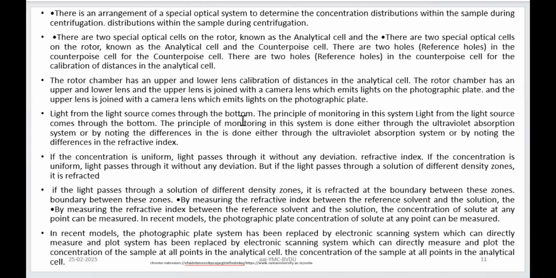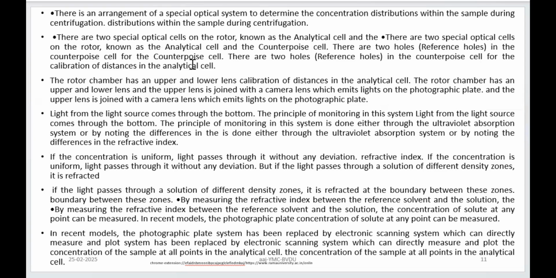When I talk about the optical system, it is very important to choose the right optical system, and the arrangement of the optical system is there to determine the concentration distribution within the sample during centrifugation, and at what rate the particle is sedimenting under given conditions. Given conditions means the speed, the type of rotor, the type of solvent used, the parameters of the solvent, and so on, which tell about the nature of the analyte. So this is going to be determined using the optical system.